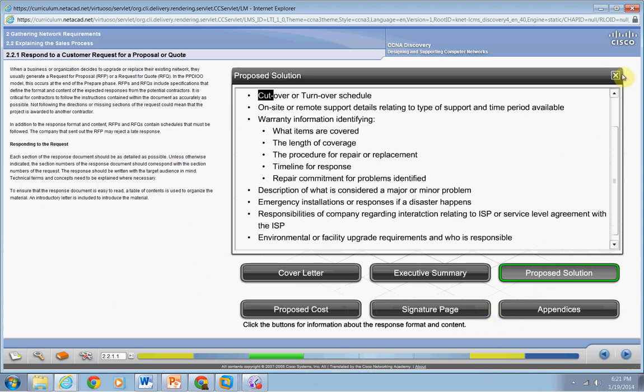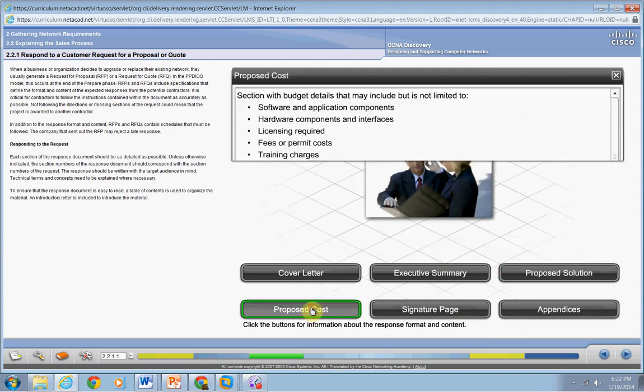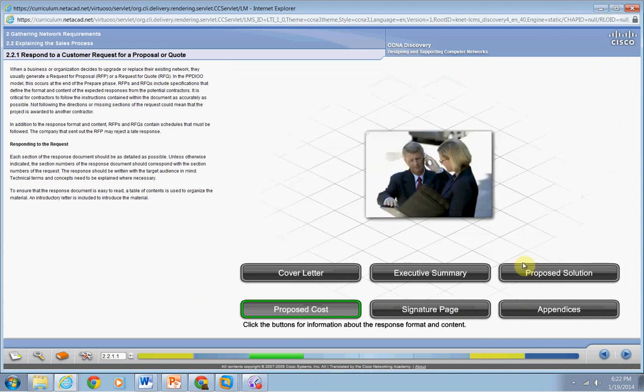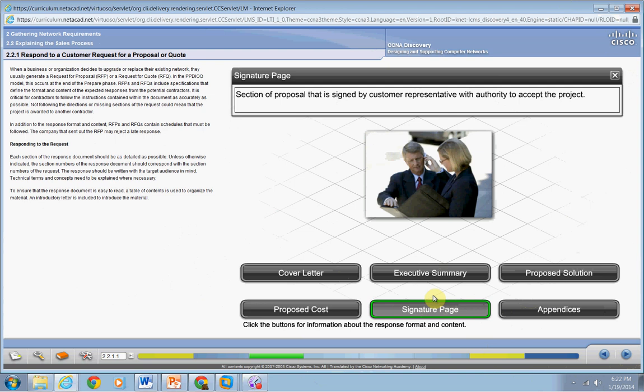Then you have the proposed cost, which is pretty much your budget details. It covers your software, your hardware, your licensing, fees, permits, training, warranties, support, travel, telecommunication, payment methods, cost related to rental stuff, anything that's got the dollar sign behind it. Then the signature page is just that. That's where the customer representative signs it.